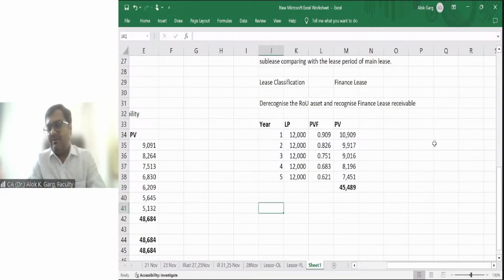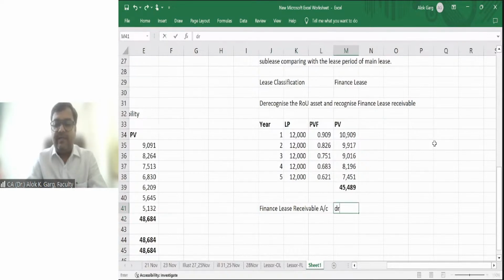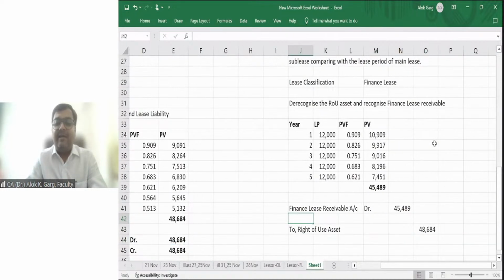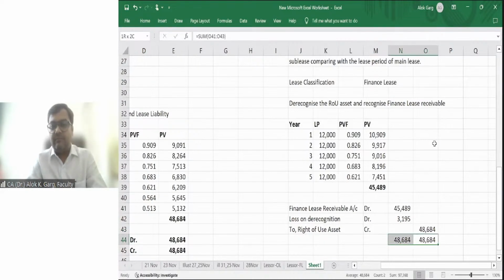So what accounting entry will B pass as a lessor? B will recognize the finance lease receivable account, debit, by how much? 45,489. To right of use asset, credit, by how much? Right of use asset 48,000, right? Debit loss on derecognition, 48 minus 45, 3,195. Is that clear?